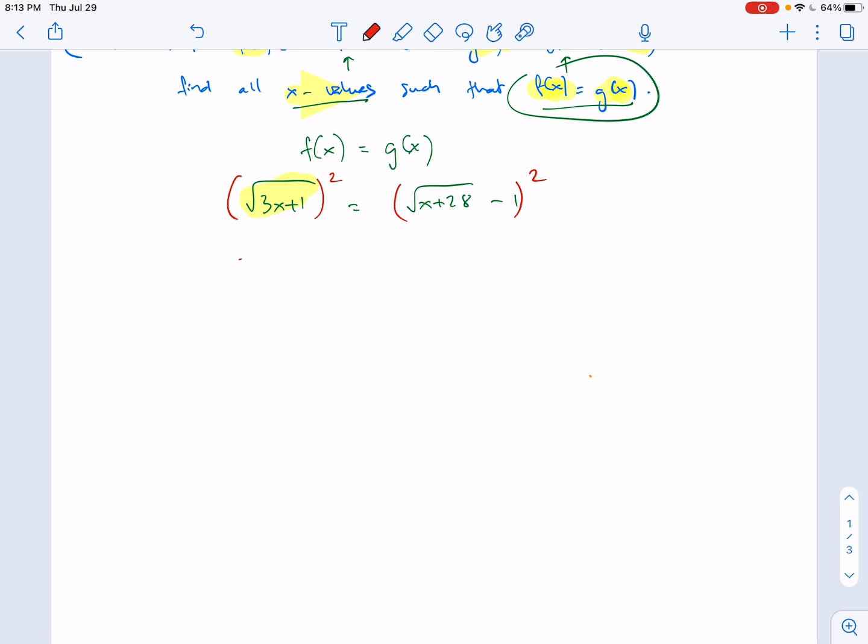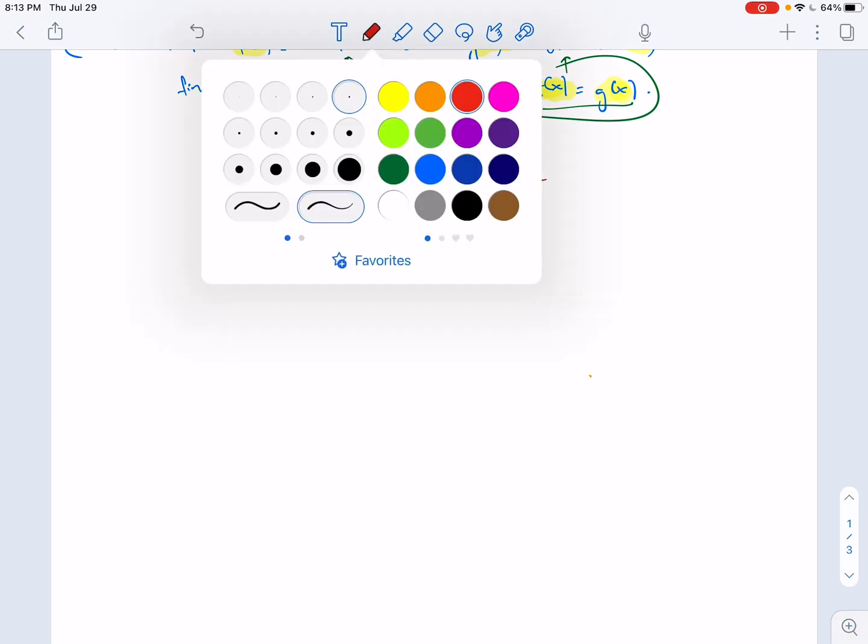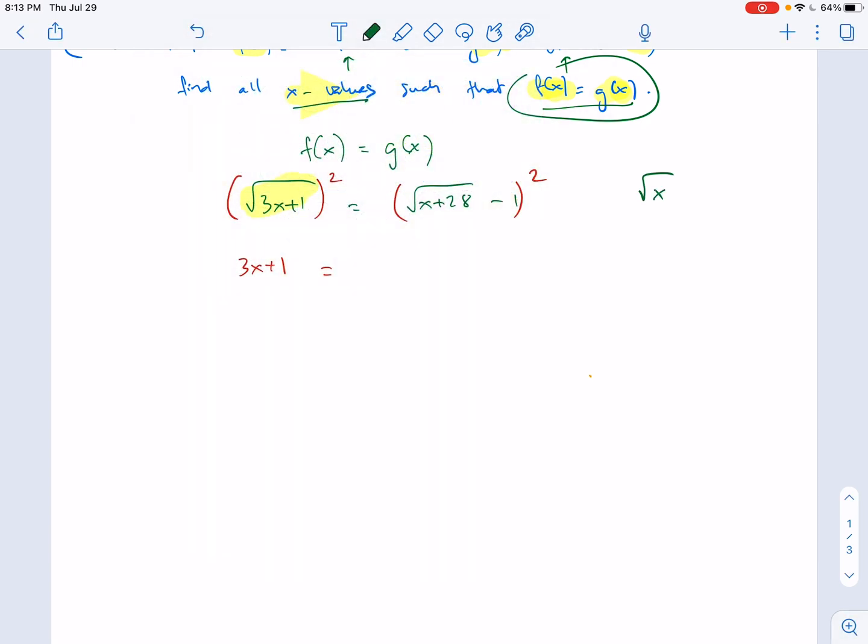And when we square both sides, the right-hand side becomes a FOIL situation. I would highly encourage you to write this step out, to remind you that we are FOILing these terms: square root of x plus 28 minus 1, times itself. So the result of that is FOIL: first, outer, inner, and last, right?